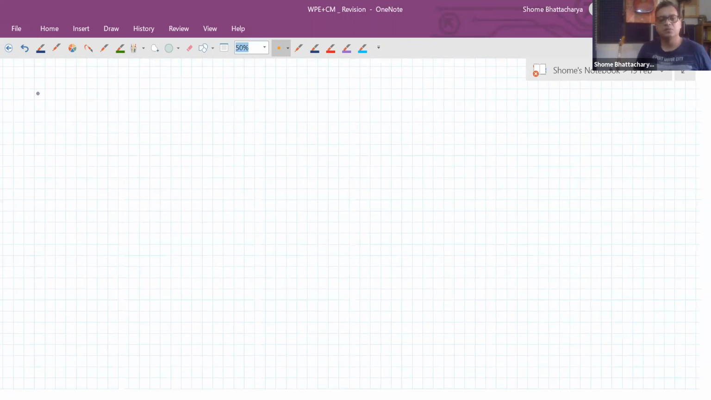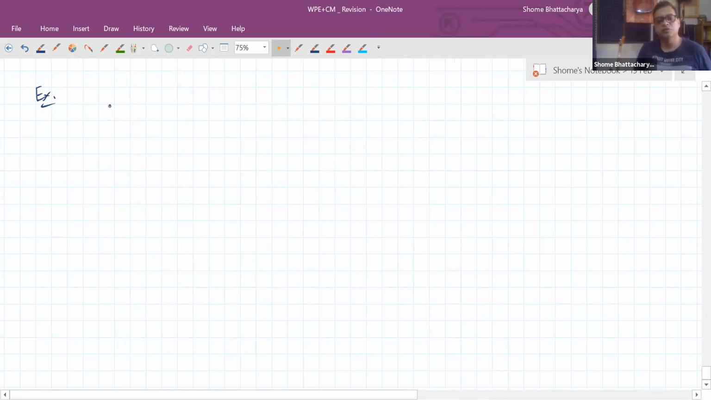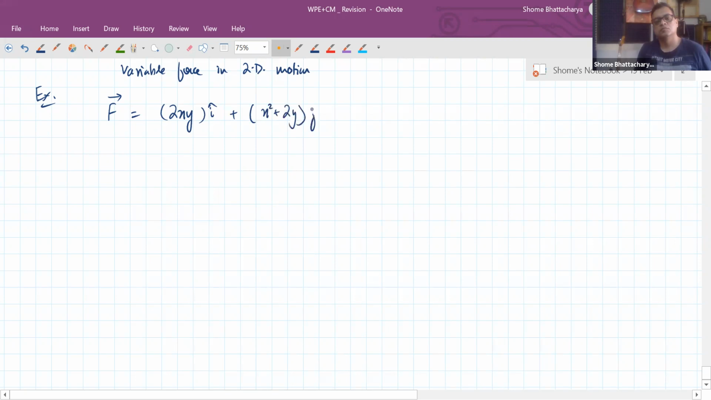Let's wind up with another example question. Suppose we have a variable force in two-dimensional motion given by the relation, where x and y are coordinates in meters and the force is in newtons.